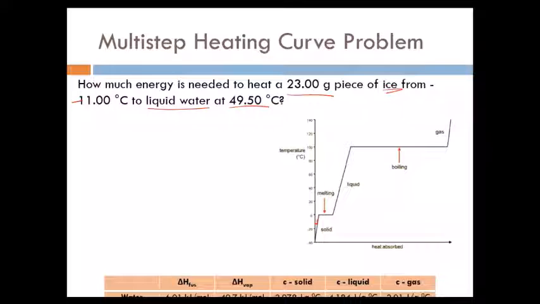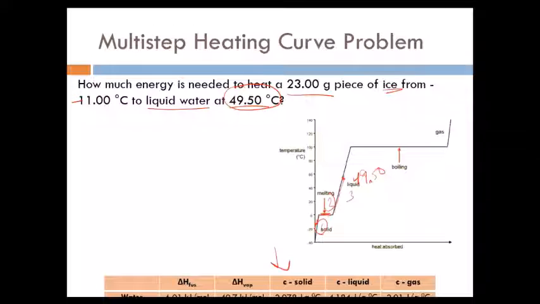So we need to warm it right here up to 0. Then we need to melt it across, and then we need to warm it again to get it all the way up here to that 49.5 degrees. So there is actually 3 steps. We have step 1, step 2, step 3. We have to warm it to the phase change, then we have to phase change it, that's step 2, and then we have to warm it again to get it to a liquid at 49.5 degrees Celsius.